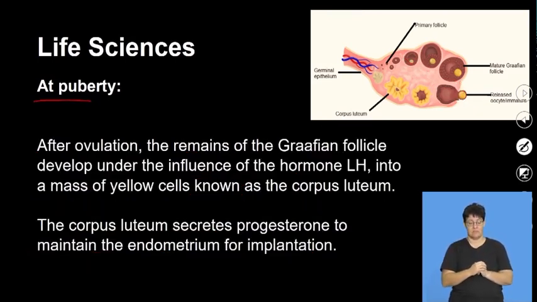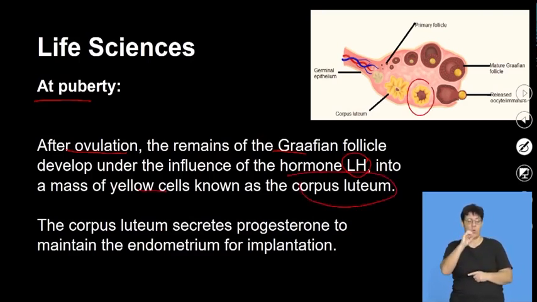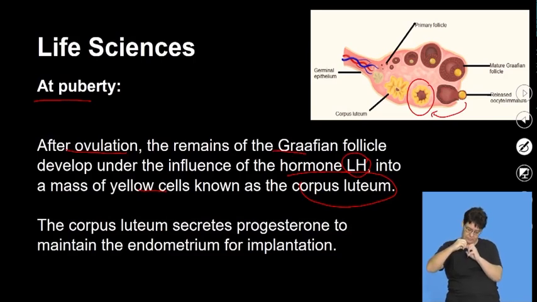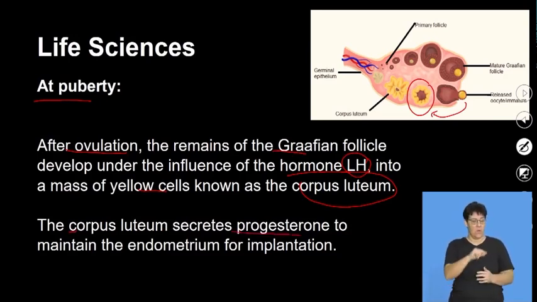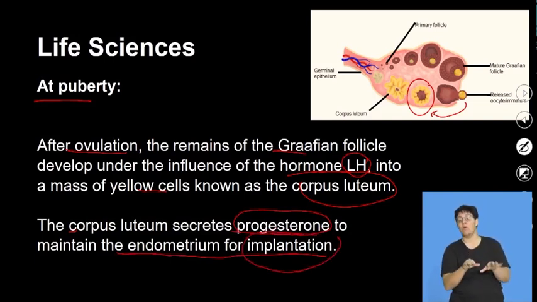At puberty, we see that after ovulation, the Graafian follicle then develops under the influence of the hormone LH, and it now becomes a mass of cells known as the corpus luteum, as I've indicated here. So after the process of ovulation, the Graafian follicle forms the corpus luteum. The corpus luteum has a significantly important function as it secretes a hormone called progesterone. And the progesterone plays an important role in maintaining the lining of the endometrium in anticipation of implantation of a sperm. And we will look at that in our next slide.